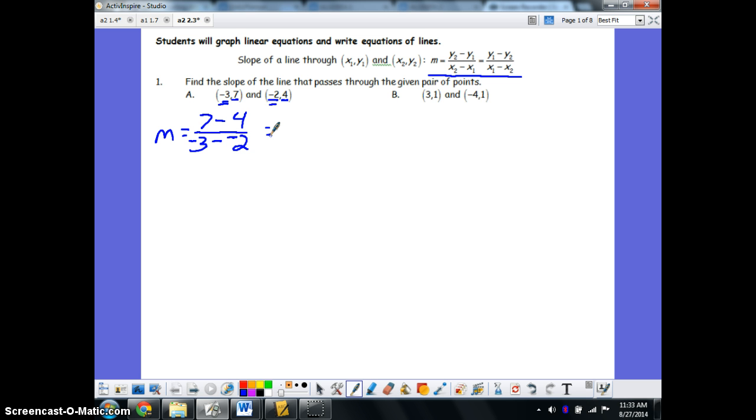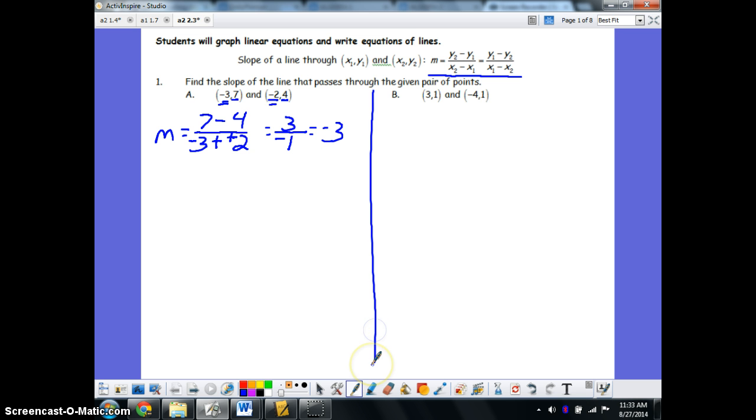Okay? So now we just do the arithmetic, 7 minus 4, that's 3. On the bottom, -3 minus -2 becomes -3 plus a +2. Minus a negative is the same as plus a positive. So that becomes -1. And we can simplify that to -3.